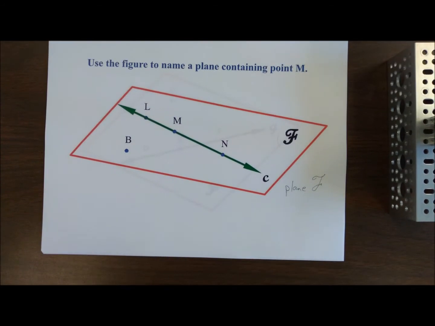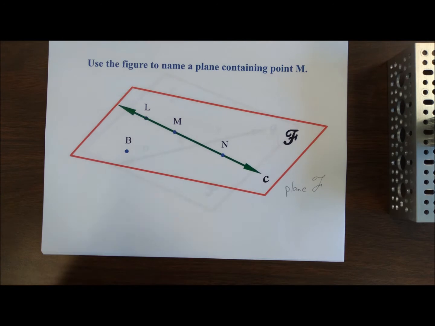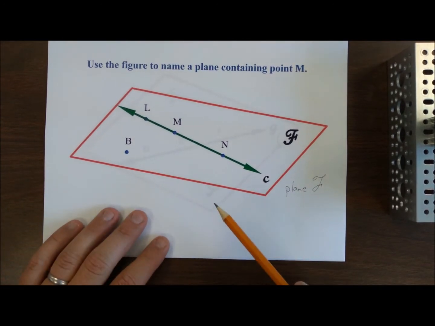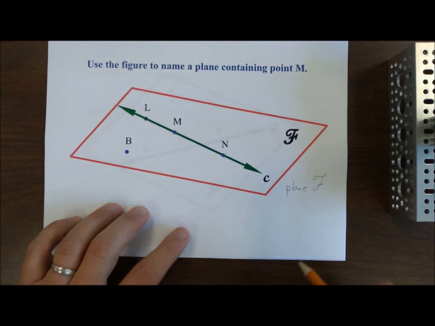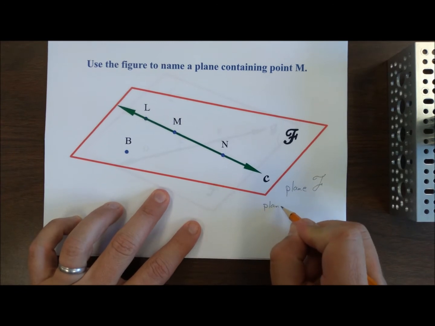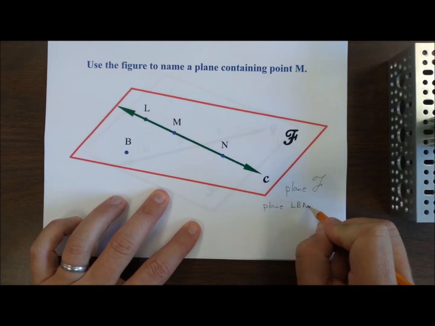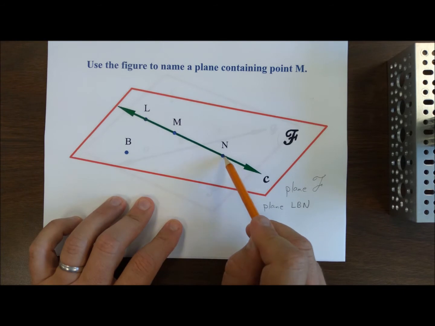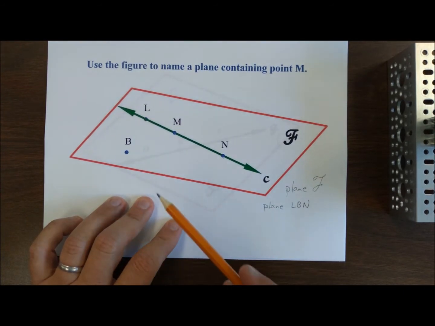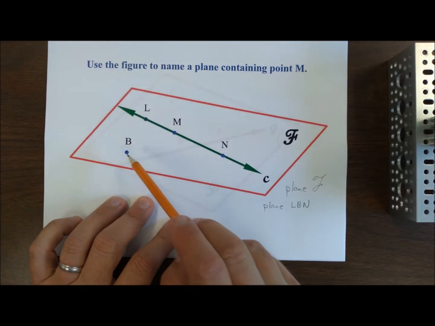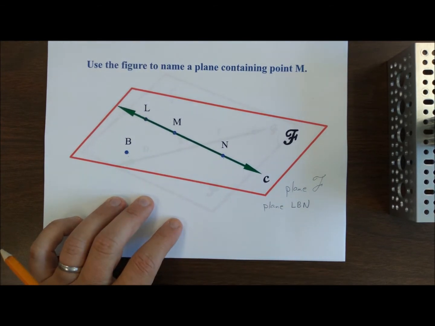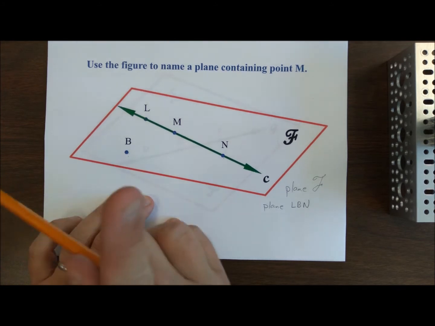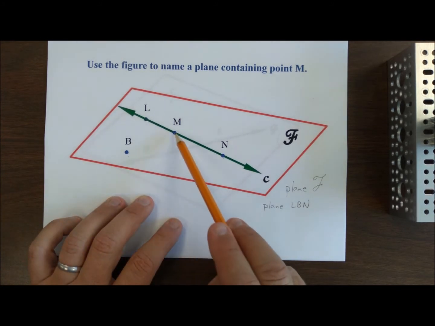So you could call it plane F, but you could also name a plane by 3 non-collinear points. So I could say LBN. That defines that plane. I could call it plane LBN, or maybe NLB. I could call it MLB. I could call it MBN, or some combination thereof. But I couldn't call it plane LMN.